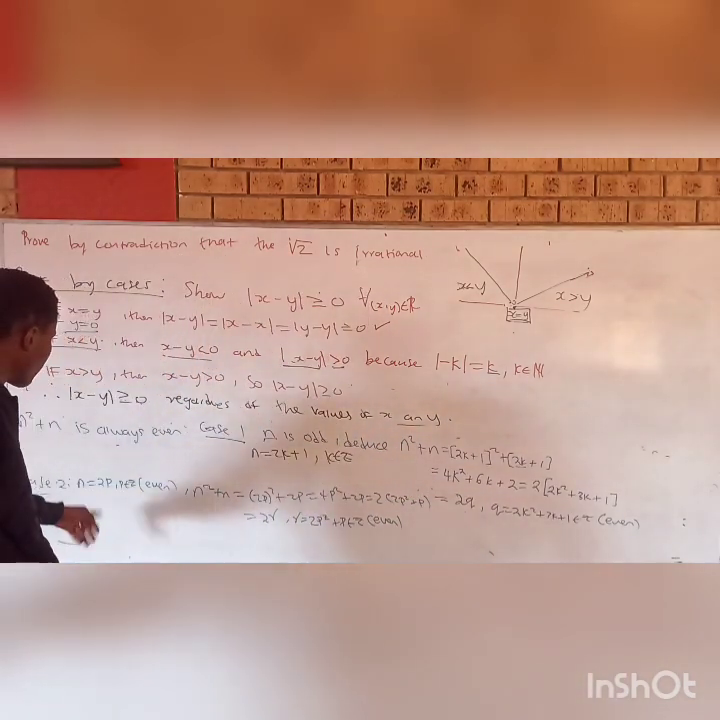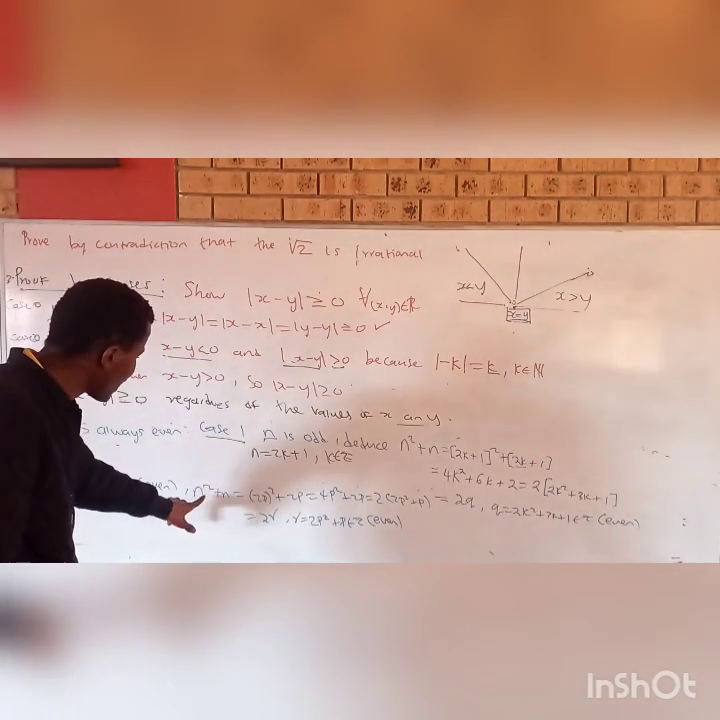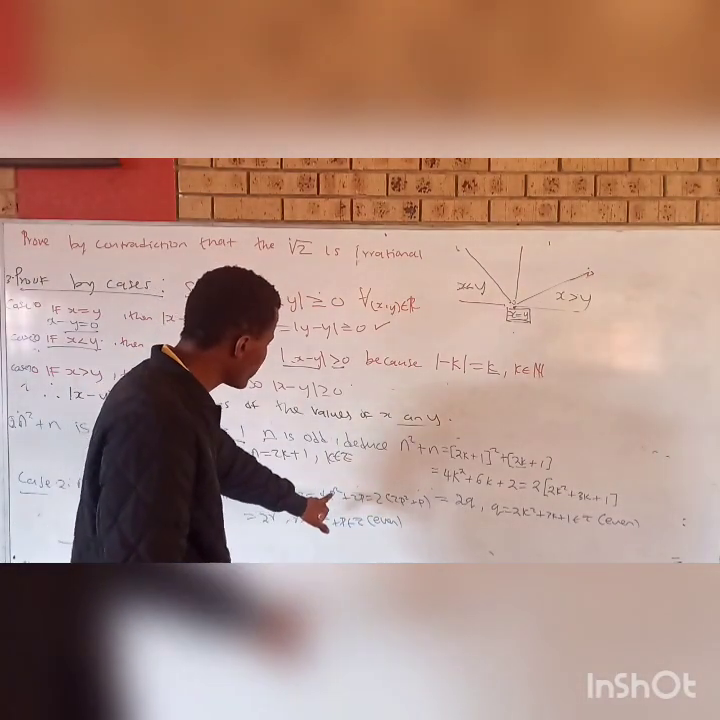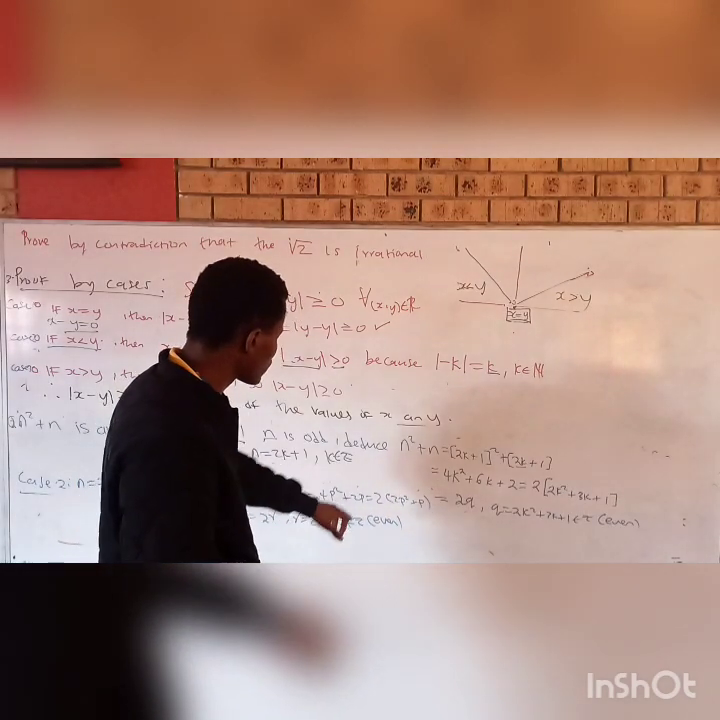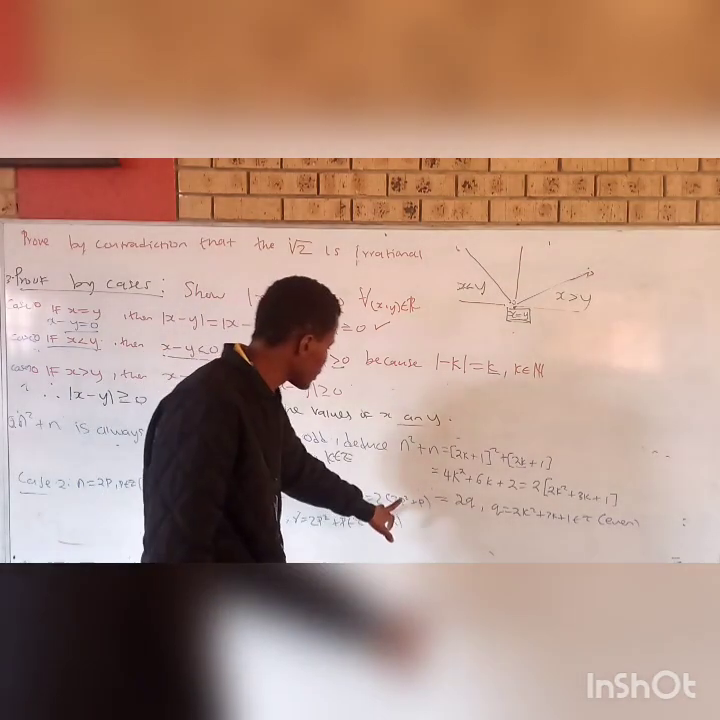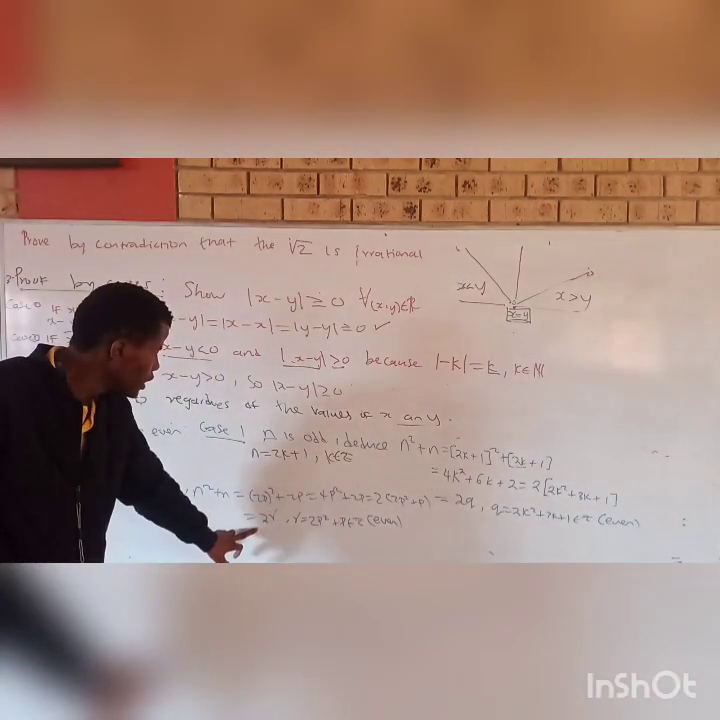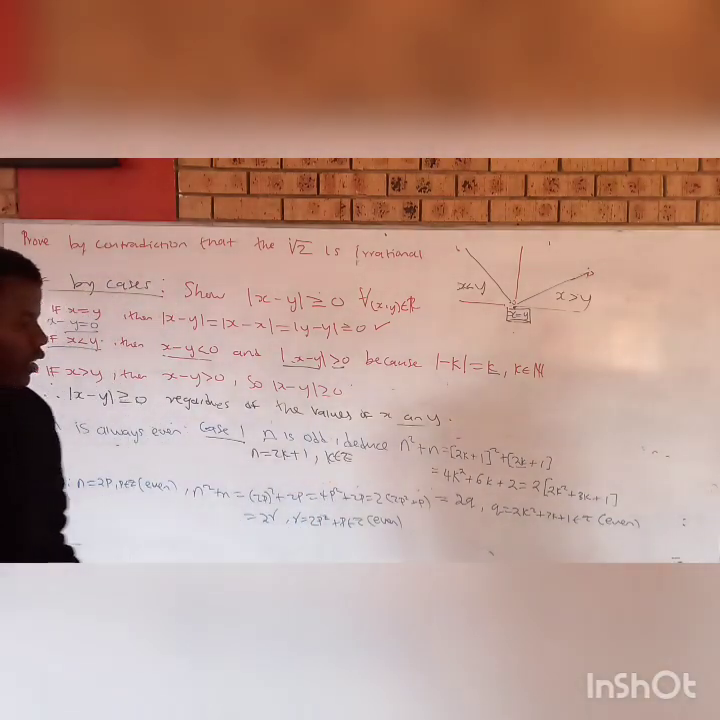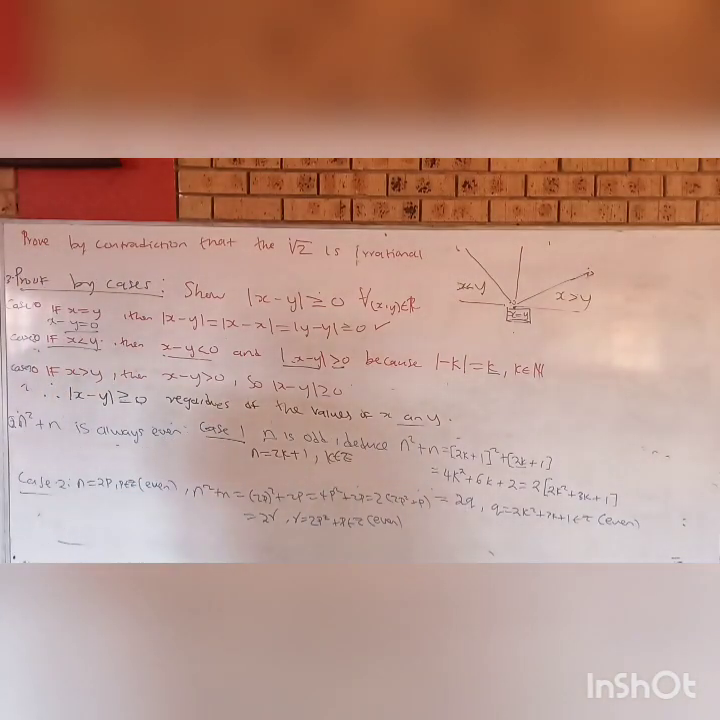What about if n is even? n is 2p for p an element of integers, even. So n squared plus n is going to be (2p) squared plus 2p, which is equal to 4p squared plus 2p. Then we take 2 outside, then it's 2(2p squared plus p). So it becomes 2r, where r is 2p squared plus p, an element of integers, then it's even. So regardless of the case, this thing is even.